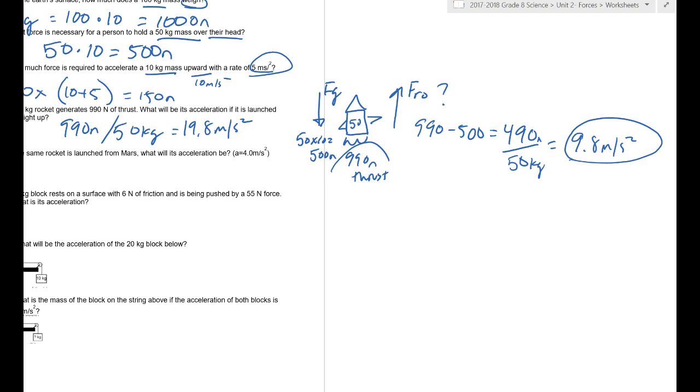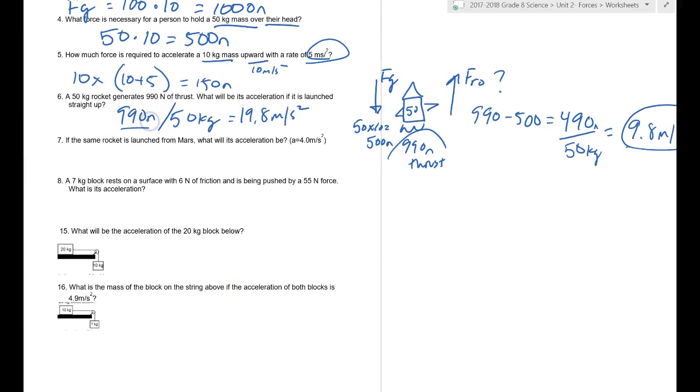And that should then send off a signal in your head, oh right, if we have just taken the thrust or the force and divided it by the mass, we have not yet accounted for the force of gravity, or in this case the acceleration due to gravity. Subtract 10 meters per second squared, and the answer we come out to is 9.8 meters per second squared.